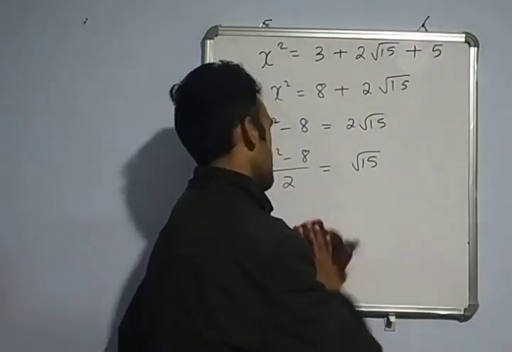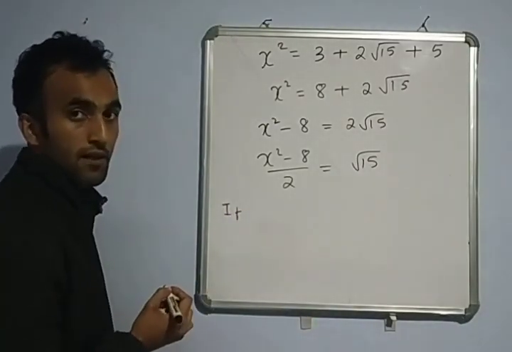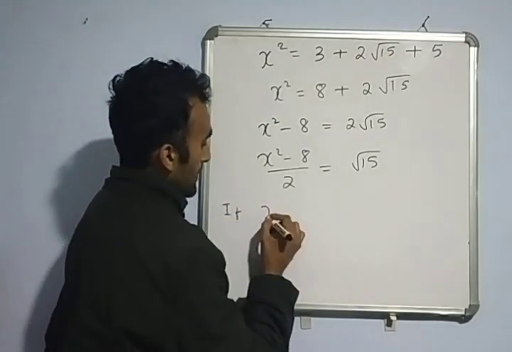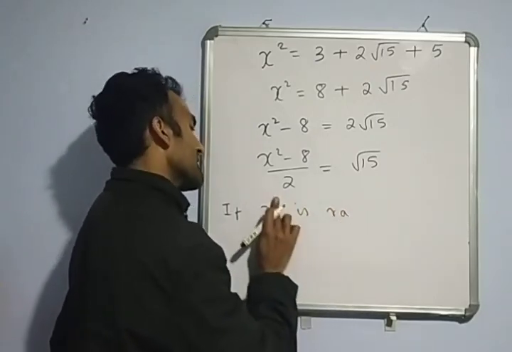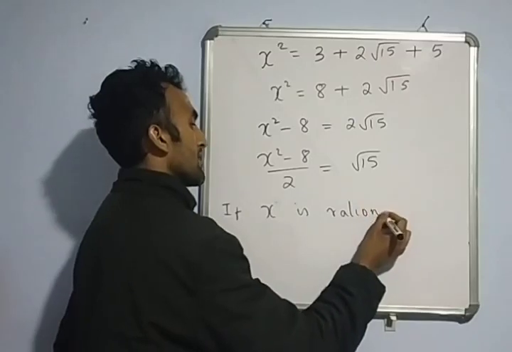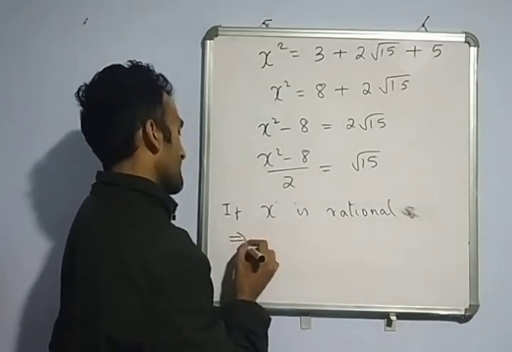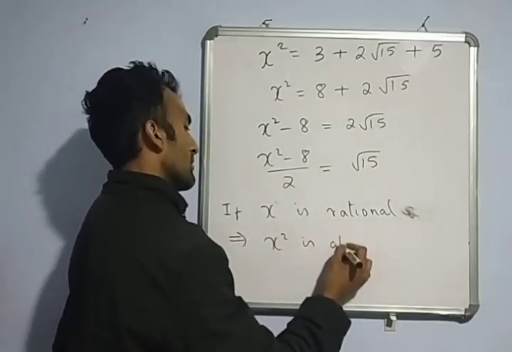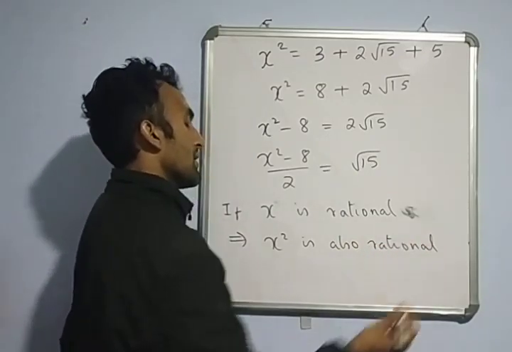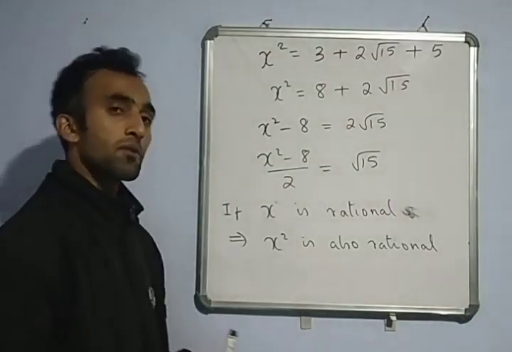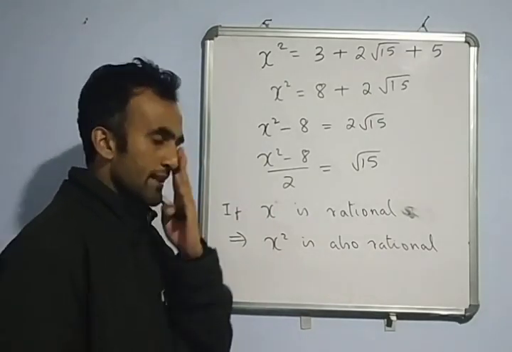Now let's see. If I'm going to write one step here, a very important step: if x is rational, implies what? It implies x square is also rational. Check. I assume that x is rational. Now what is the conclusion? If x is rational, x square is also rational.